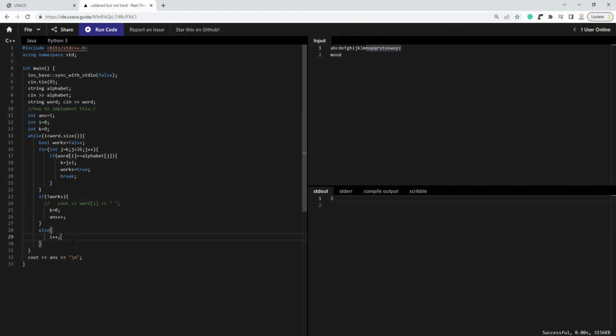If works, then I just continue, because I don't want to do anything with it now. If I can keep finding, I will keep finding, because I want the smallest. Right, and if it doesn't work, I reset k equals 0, and I increment the answer. And that's the problem.